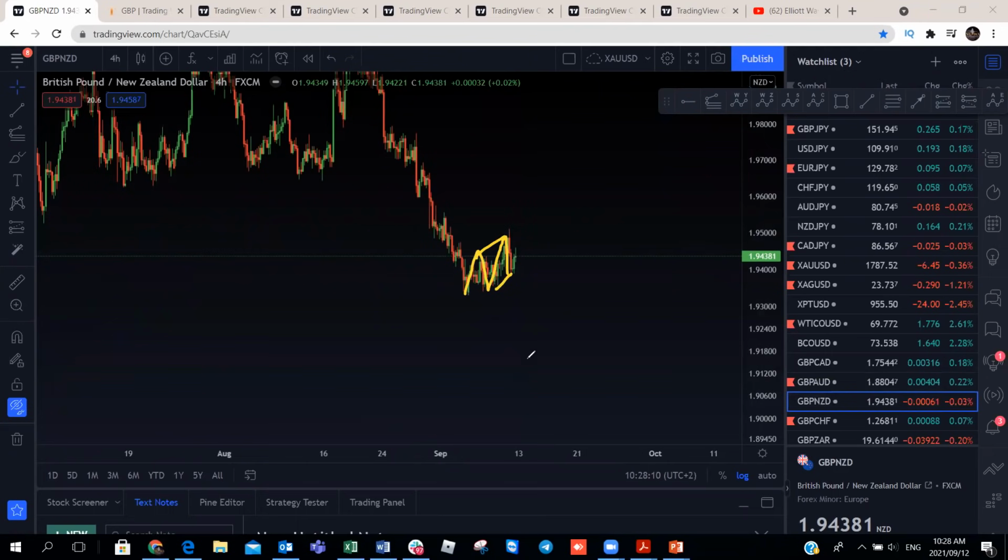It looks obvious that this is going to push to the downside, but I'm more likely expecting a structure like this on pound New Zealand. A bit of a push to the upside before continuation to the downside, then that will give us a WXY corrective structure for more downside.